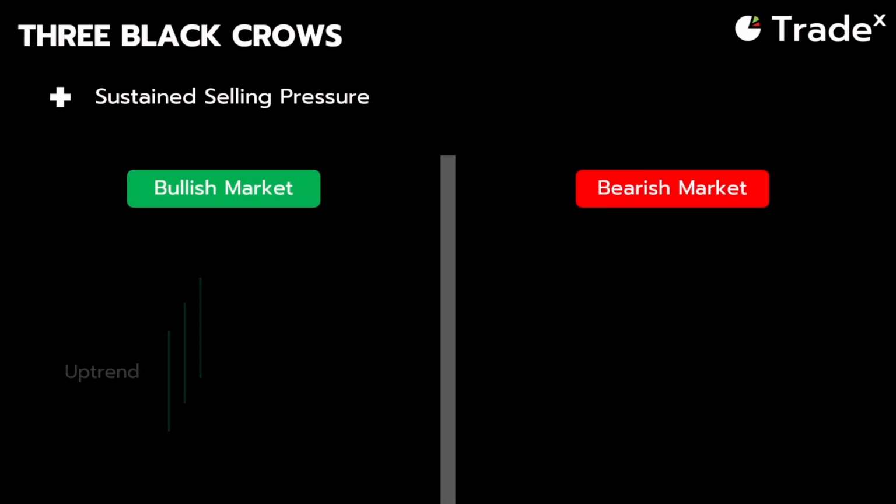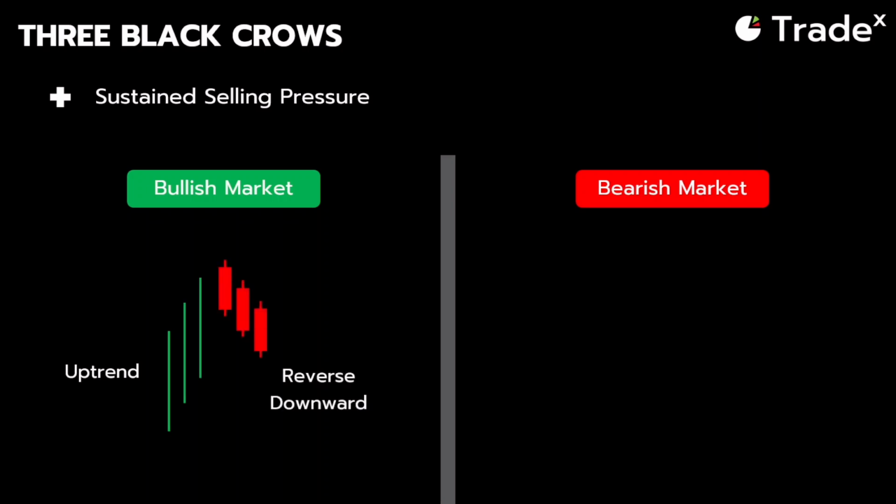In an uptrend, where the price has been steadily rising, the appearance of the 3 black crows pattern suggests a potential shift in market sentiment. This pattern near or at a resistance level often signals a higher probability of a trend reversal, indicating that the price may soon experience a downturn.